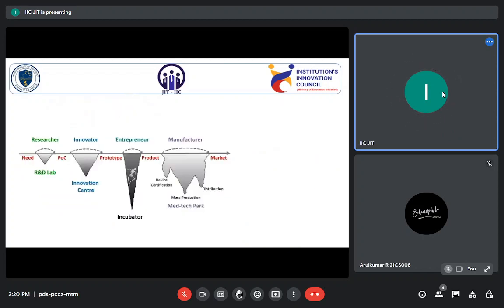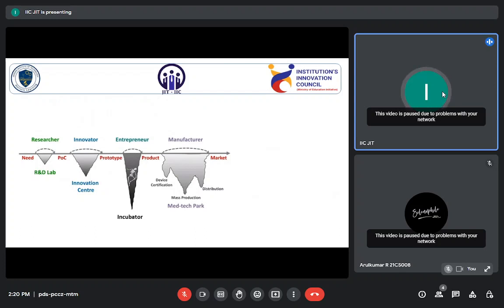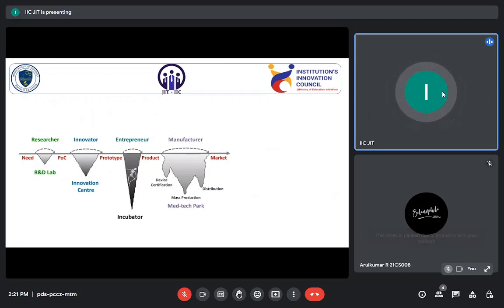Next. So this is the thing you have to go with. So if you identify the need, the problem, then you will become a researcher. If you develop the model at lab scale, and the model works only in your laboratory, that is known as proof of concept. You are using your lab, identifying your customer need, and you develop a working model that works only in your lab, then that is known as proof of concept.